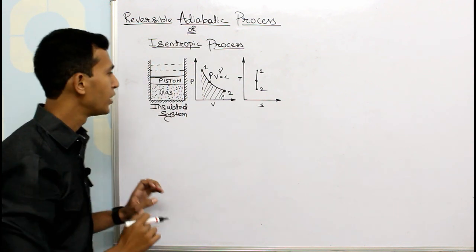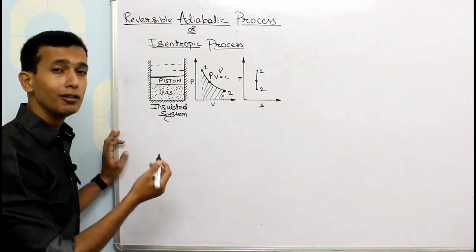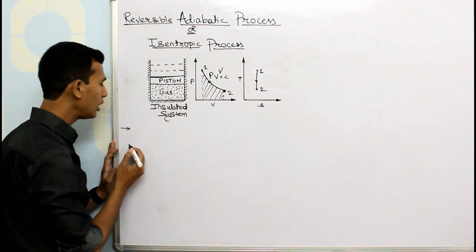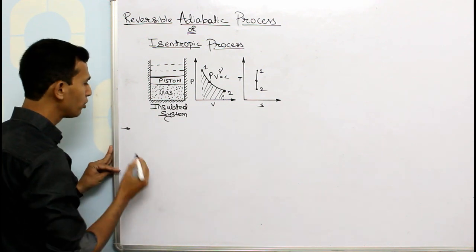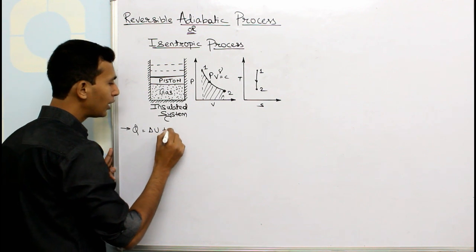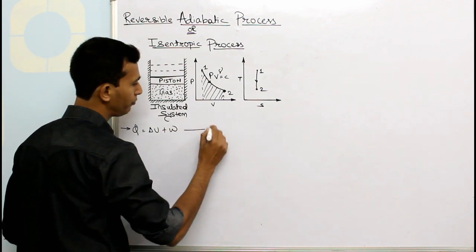Hope it is clear. Now, applying the first law of thermodynamics to the system. As per the first law of thermodynamics applied to a stationary closed system, we have Q equals delta U plus W.